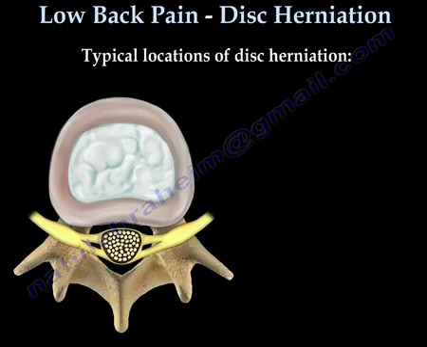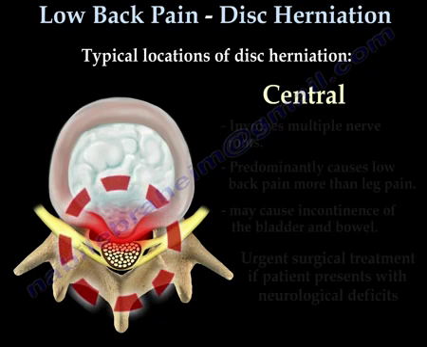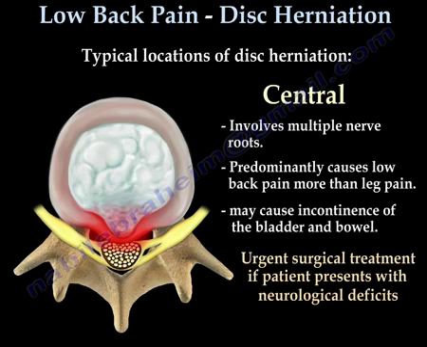Typical locations of disc herniations. There are 3 typical locations for disc herniations. The first is central. It's a rare condition. It will affect multiple nerve roots. Patient will have back pain more than leg pain. It may cause incontinence of bladder and bowel. Urgent treatment is necessary if the patient presents with neurological deficit.